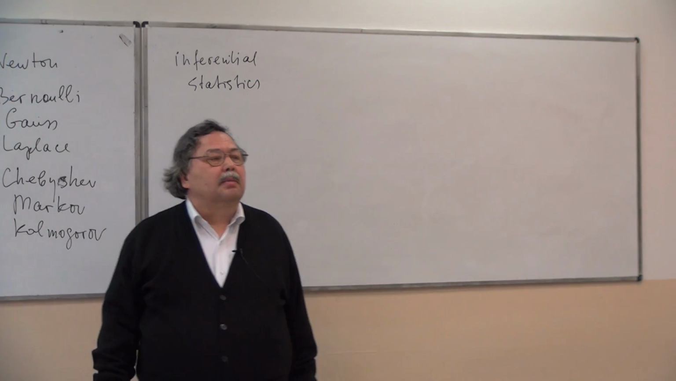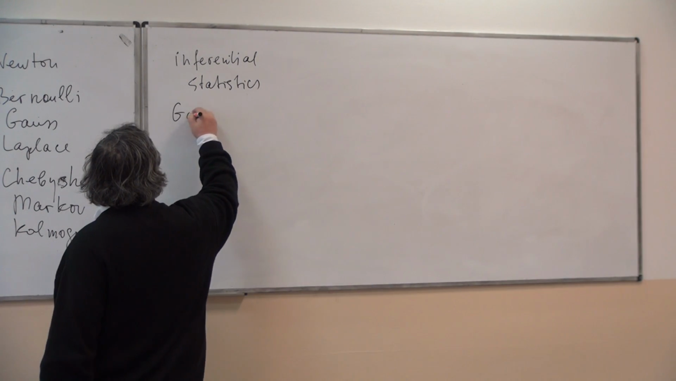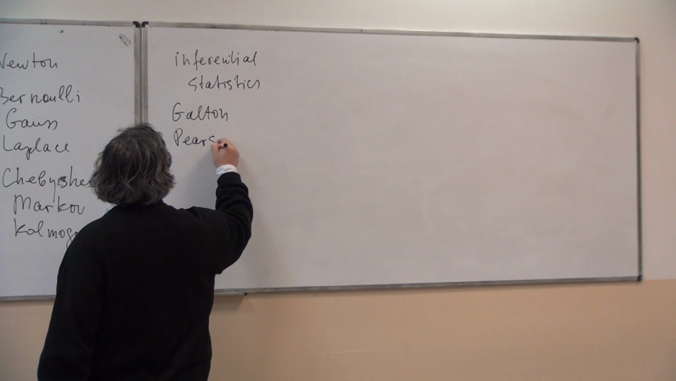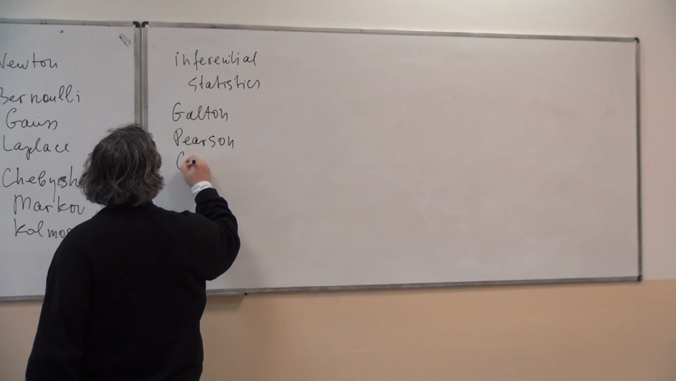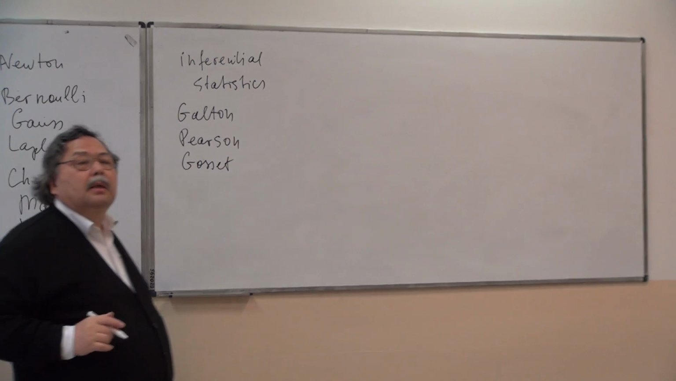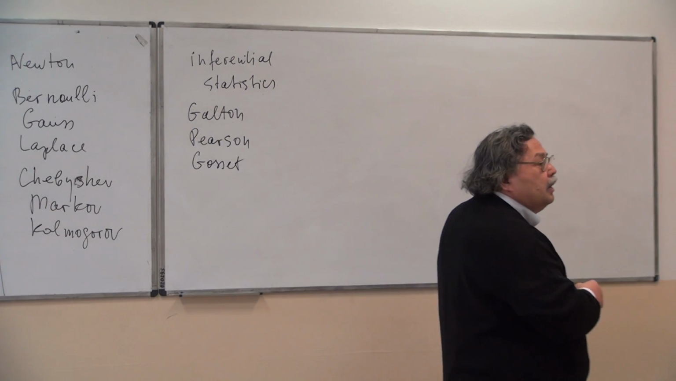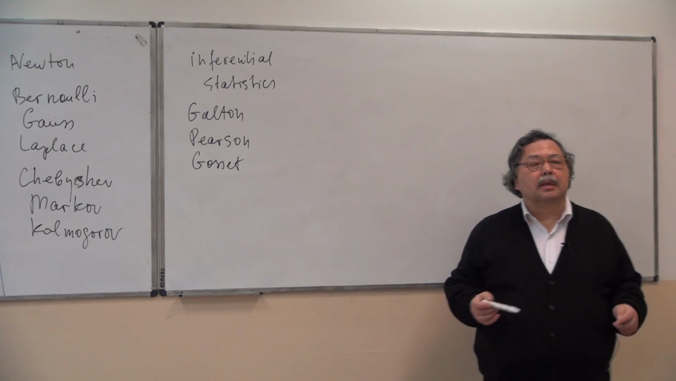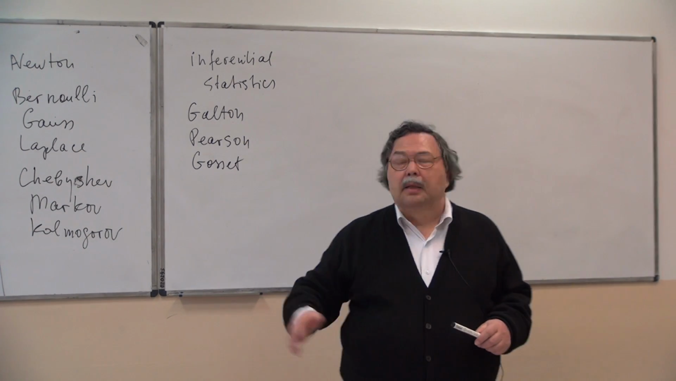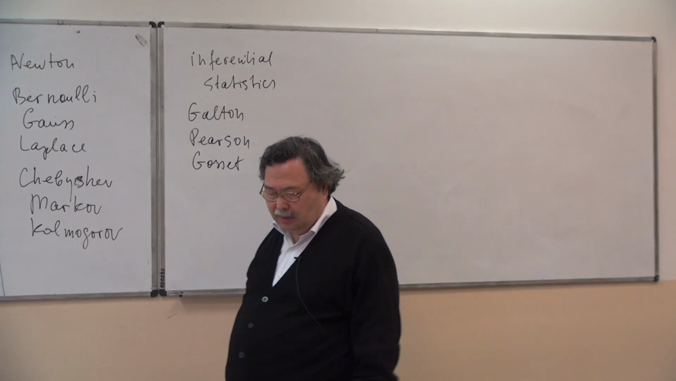Some important names in this history: Galton, Pearson, Gosset. These are the people who actually made this revolution. They converted this intuitive science of inferential statistics into a mathematical science. All right, in brief, this is the history of probability theory and statistics.